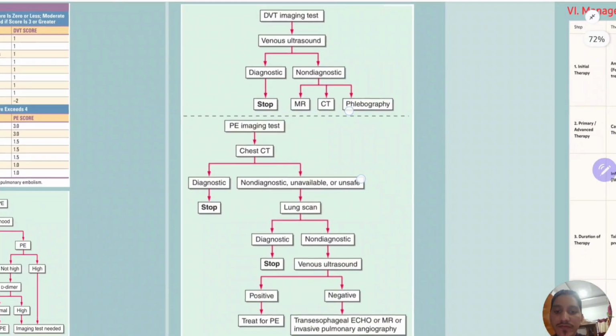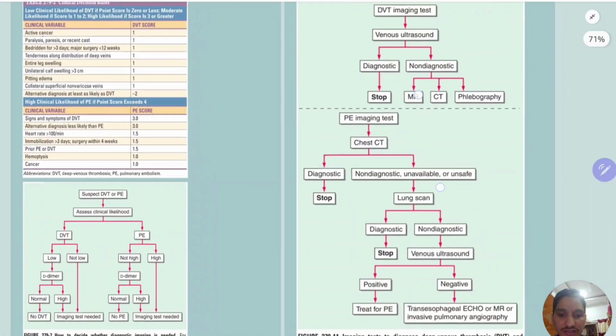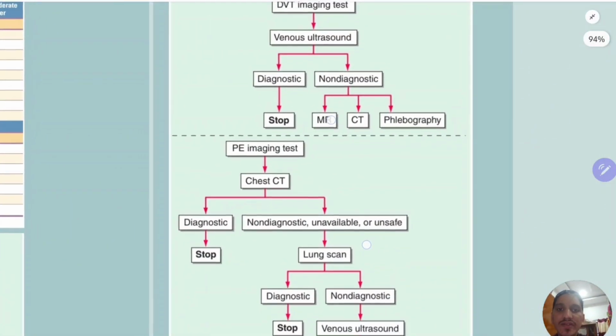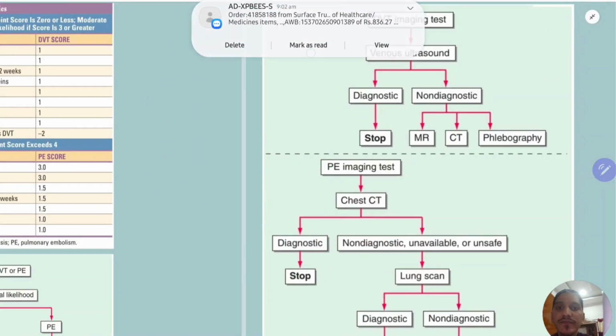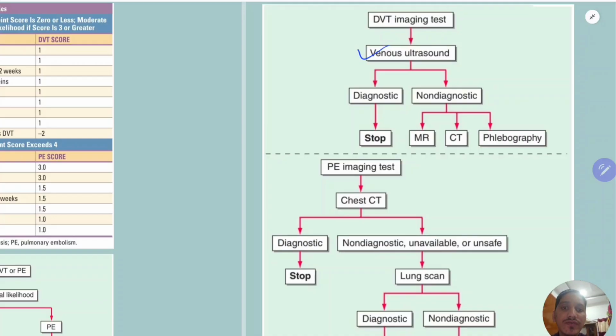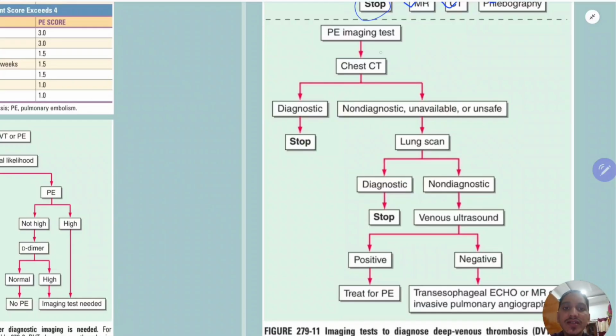So, imaging tests to diagnose deep venous thrombosis and pulmonary embolism. What are the imaging tests you will do? We have discussed. Now it is a flowchart. So the DVT imaging test is venous ultrasound. If it is non-diagnostic, then you will go for MR venography, CT venography, or phlebography. If it is diagnostic, then stop here only. For pulmonary embolism, you will go for chest CT first.